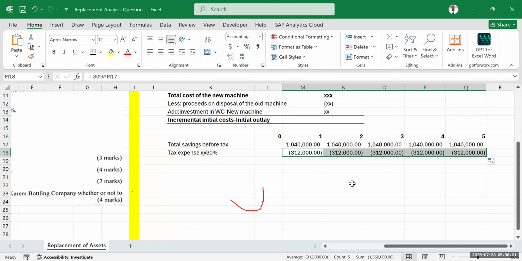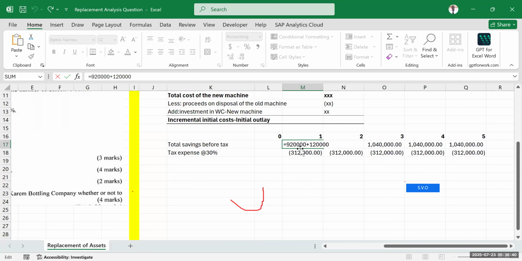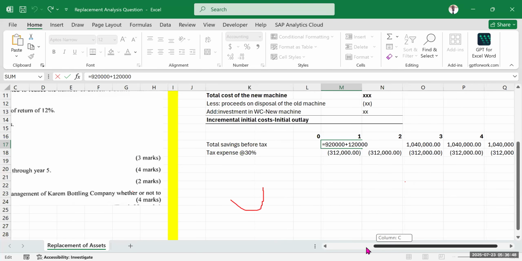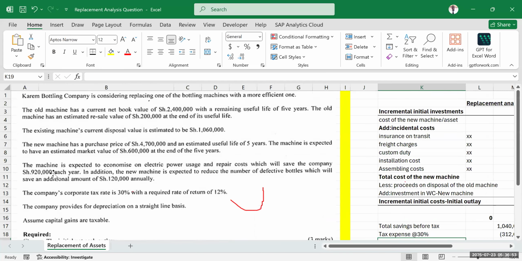Don Mwalimu, how did you get 1040? 1040 is just the total savings on energy, and the other bit was on the reduction of defective bottles. That was the information given. Oh, okay, I see now. Okay, thank you. I think you added them.